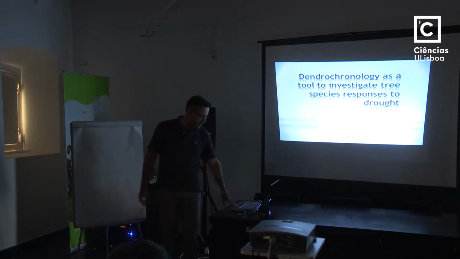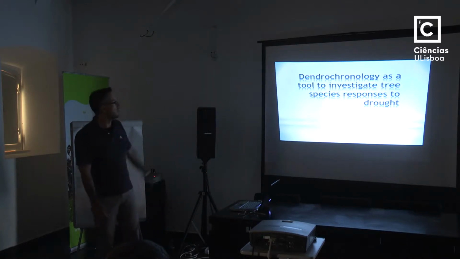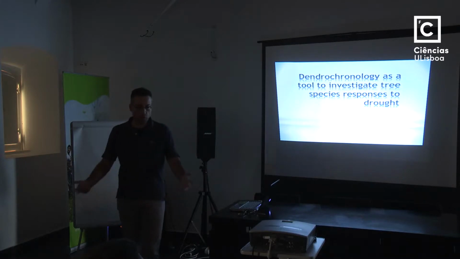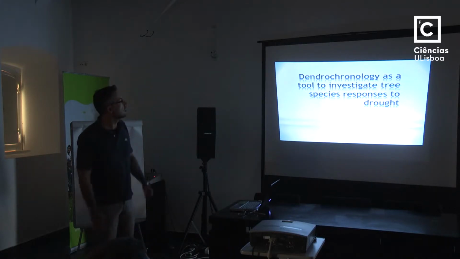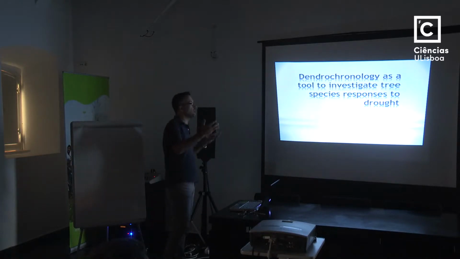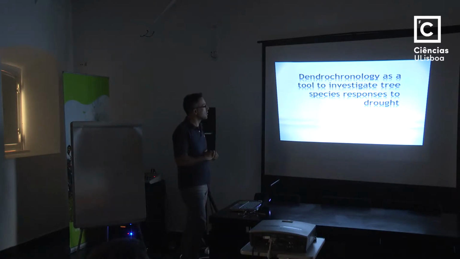So how can we use tree rings? Tree rings is the science of dendrochronology. Dendro means tree, chronology comes from the Greek word chronos, which means time. So knowing the time that something happened, and knowing the time that trees responded to something. Let's say this is a very vague interpretation.